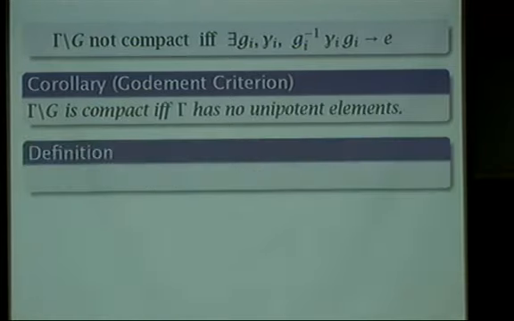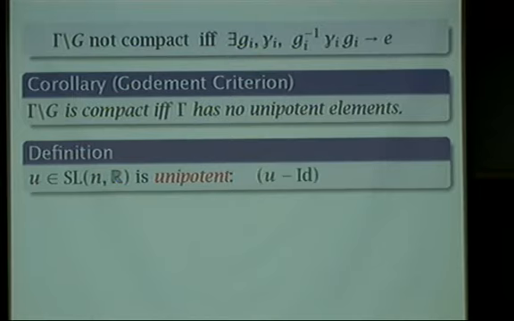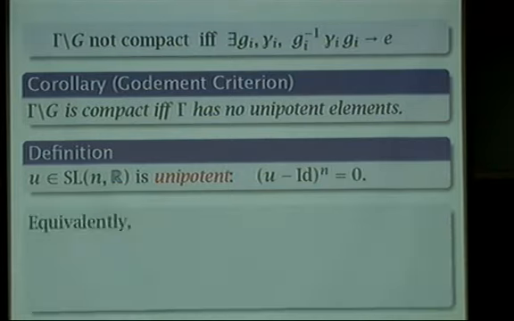Let me tell you what unipotent means. An element, a matrix U, is unipotent if U minus the identity is nilpotent. Some power of U minus the identity is 0. That's what a unipotent matrix is. When you subtract the identity matrix, it becomes nilpotent, and some power of it will be 0. But that's maybe not the best way to say it.